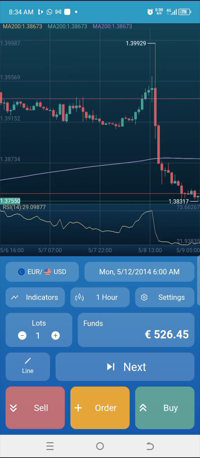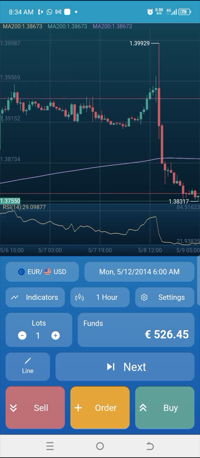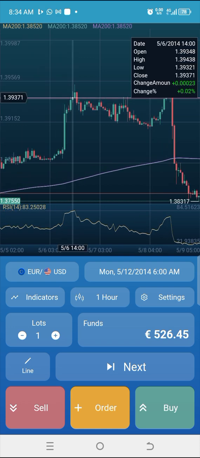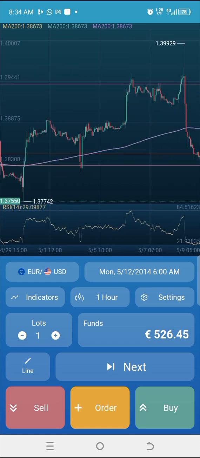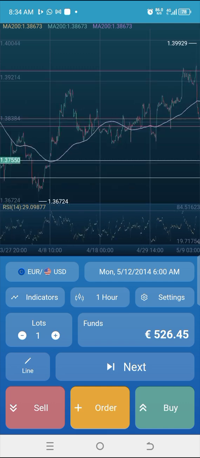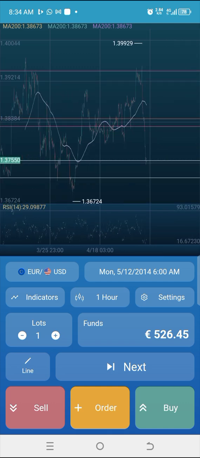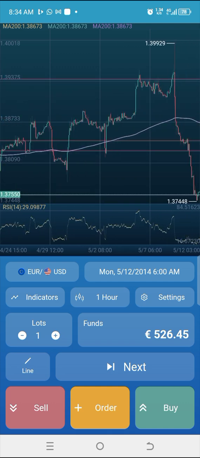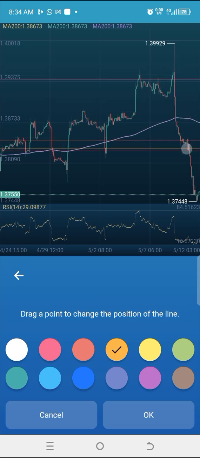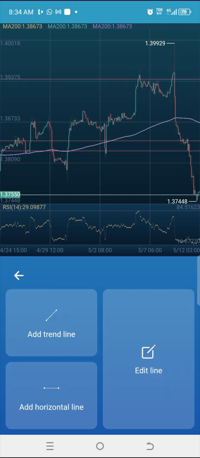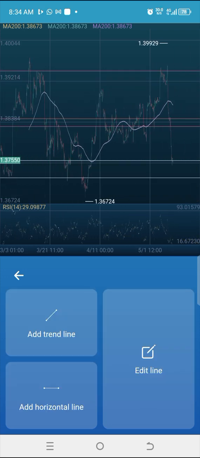Let's see, was there divergence? 73, 84, so there's a divergence. So the divergence apparently caused this move. So one would argue that, why don't you just look for the divergences in opposite directions?